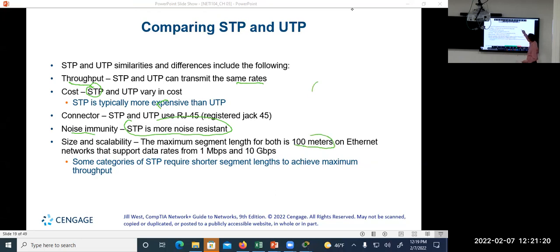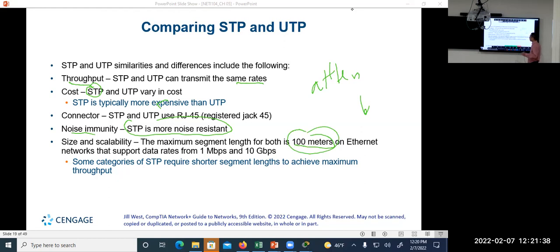Otherwise, you know the definition of attenuation here, right? The longer you run, the weaker you are here. Okay, so some category of the ATP require shorter segment length to achieve the maximum throughput. But basically, you cannot transmit more than 100 meter here.